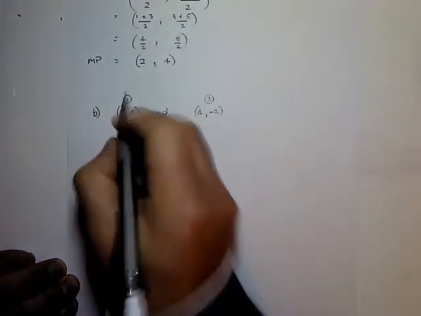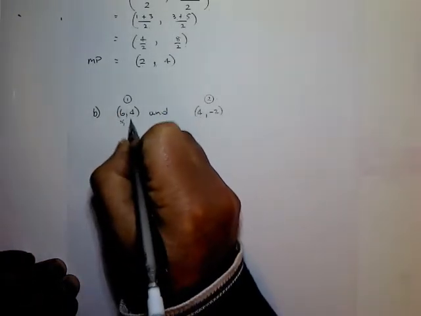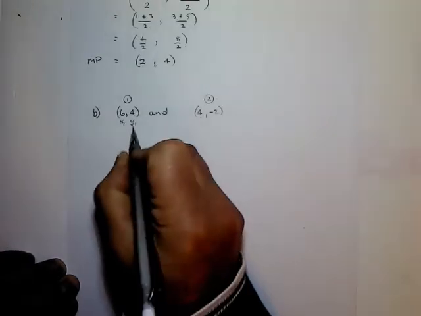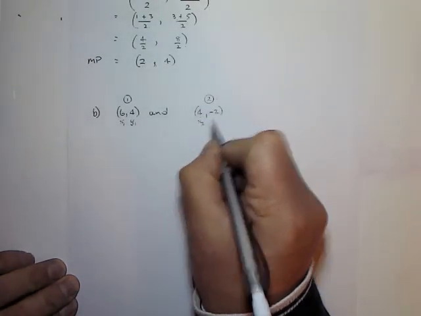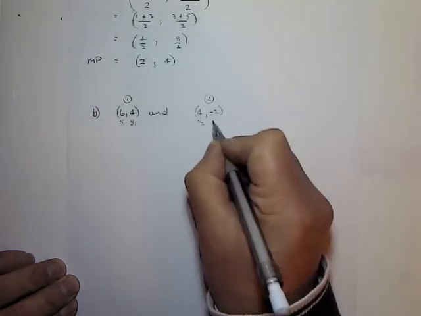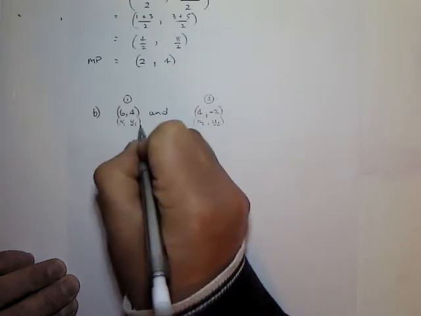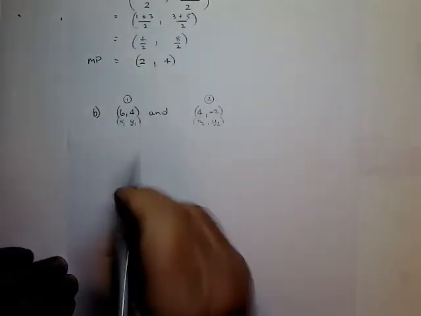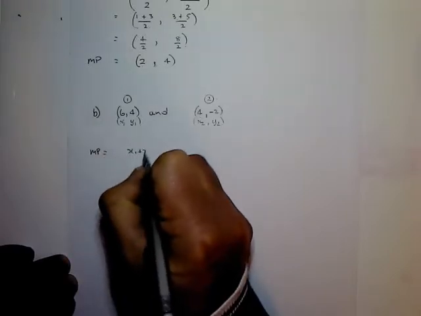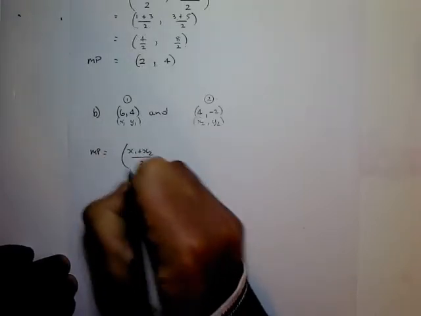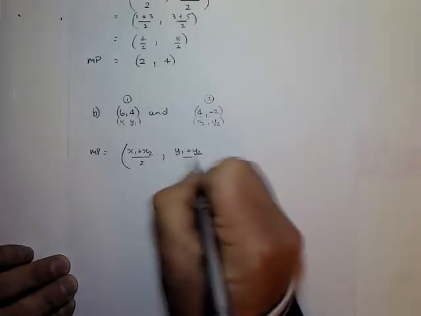So the x value of point 1 is x1. The y value of point 1 is y1 here. The x value of point 2 is x2. The y value of point 2 is y2. Now I'm just doing this so that it's easy to identify which is which. Okay, midpoint formula is x1 plus x2 over 2, y1 plus y2 over 2.